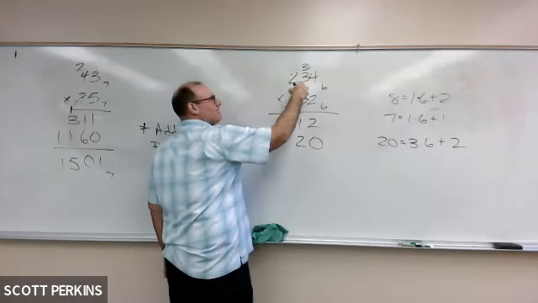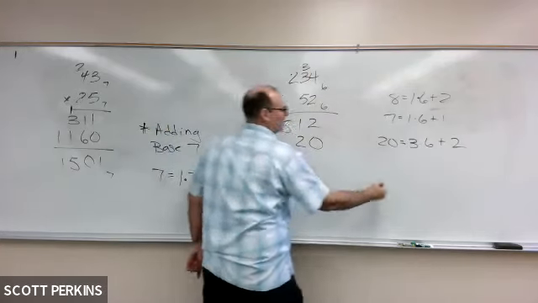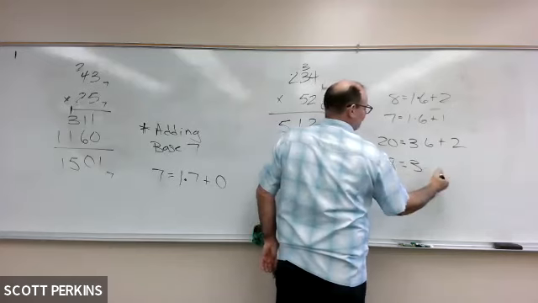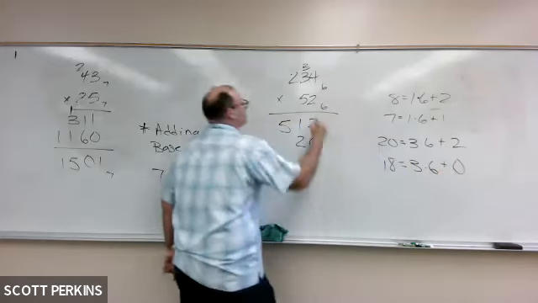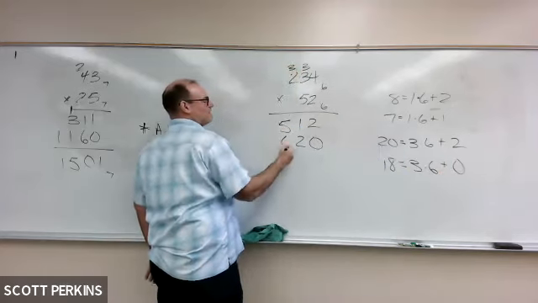5 times 3 is 15, plus 3 is 18. And 18 is 3 full groups of 6 and 0 left over. So 3 full groups of 6 and 0 left over.